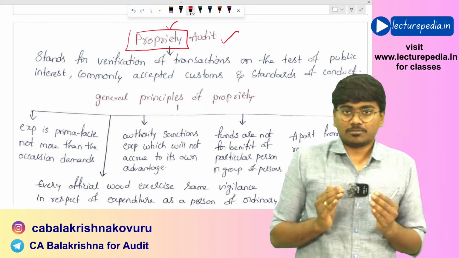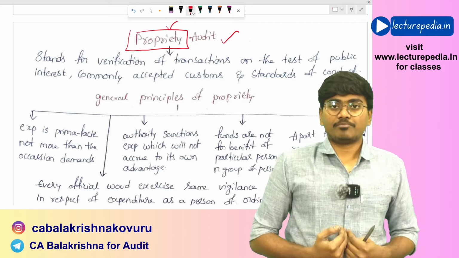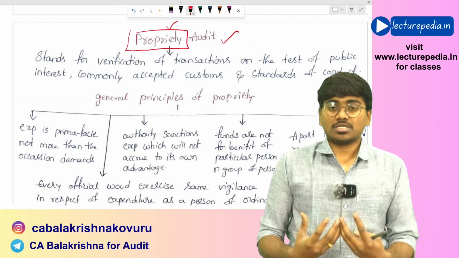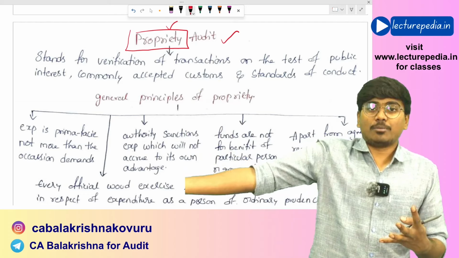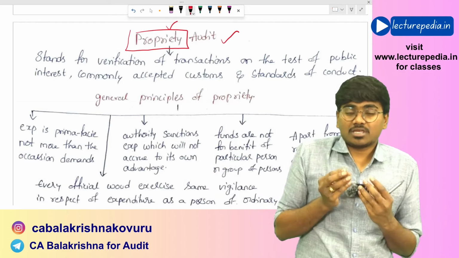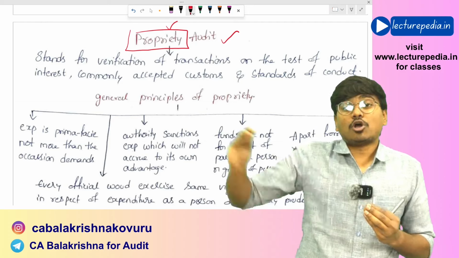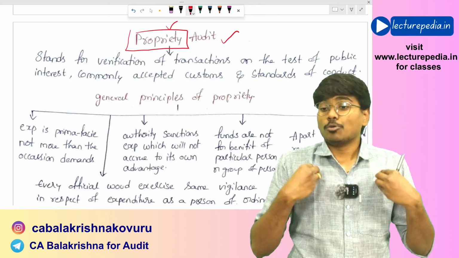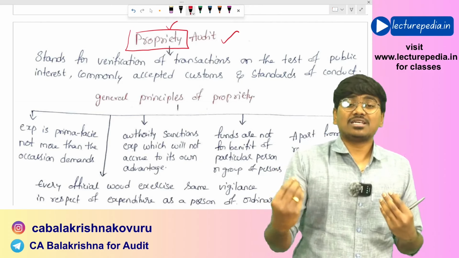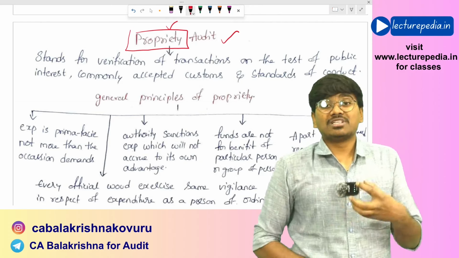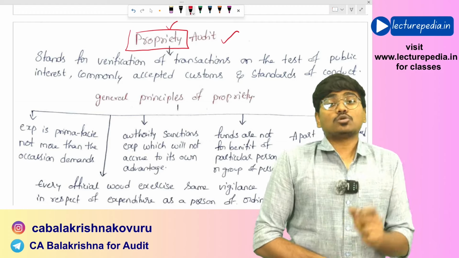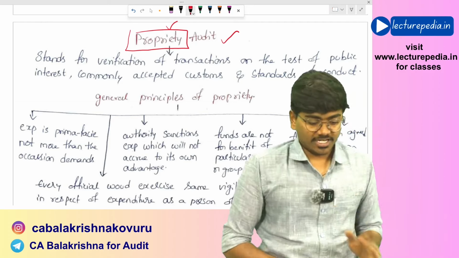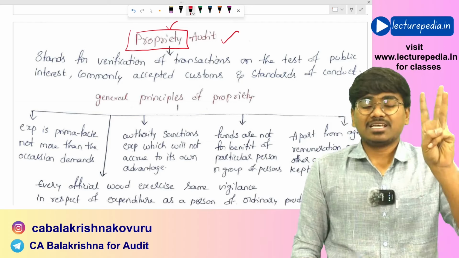Because the amount that the government officials spend, the activities that the government officials introduce, are on behalf of the public. Okay, the government money that officials are spending belongs to the public. So the government officials have to exercise the propriety element while spending this amount. So the auditor will check this propriety aspect. The propriety aspect of the activities or the programs will be verified on three elements.